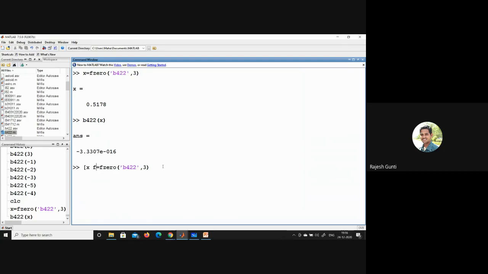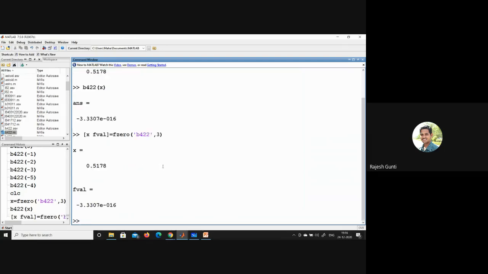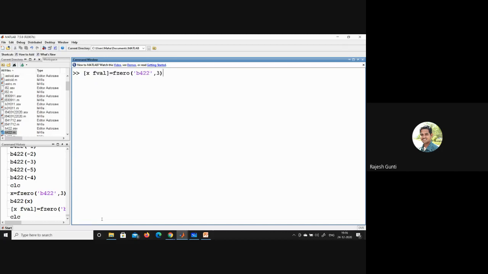X comma f value, function value. We get, I told you, this is the root. The function value at this root is minus 3.3307 into 10 to the power of minus 16. Not only 3. Suppose you want to, you can mention the root interval also. If you give the interval 0 to 3, like this also.